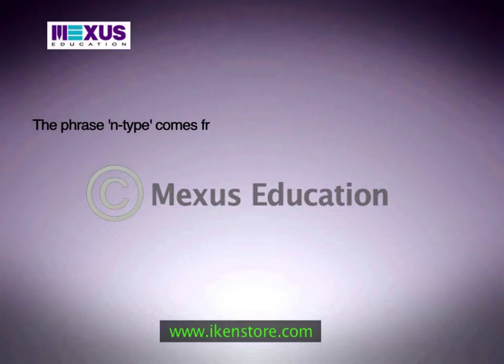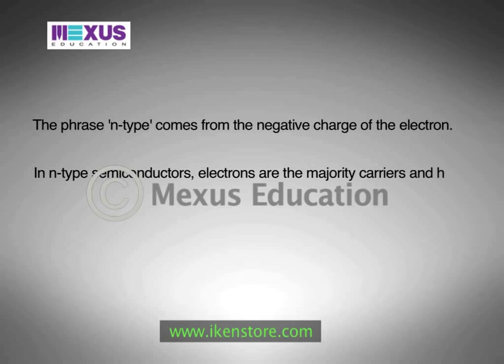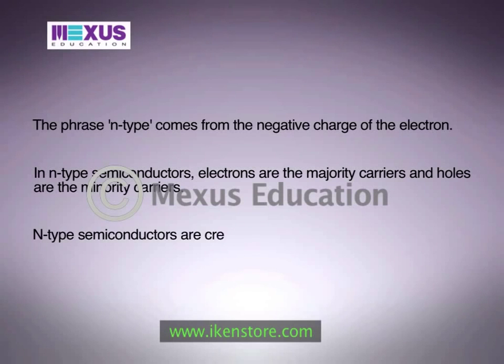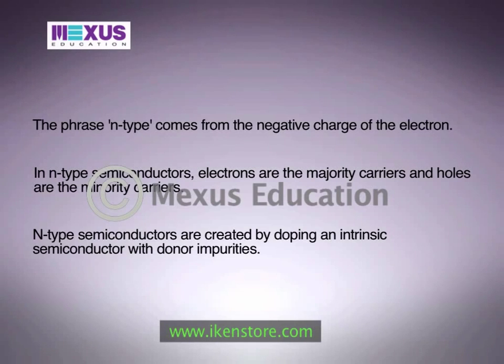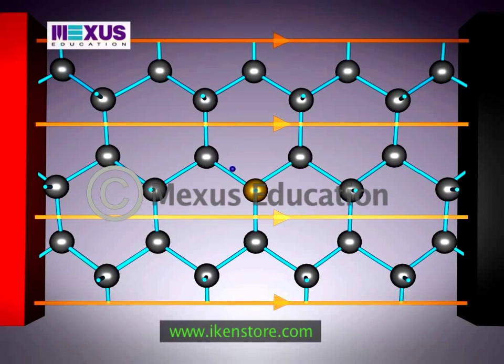The phrase N-type comes from the negative charge of the electron. In N-type semiconductors, electrons are the majority carriers and holes are the minority carriers. N-type semiconductors are created by doping an intrinsic semiconductor with donor impurities. Now, when an electric field is applied, the current flow is shown in the animation. In an N-type semiconductor, the Fermi energy level is greater than that of the intrinsic semiconductor and lies closer to the conduction band than the valence band.